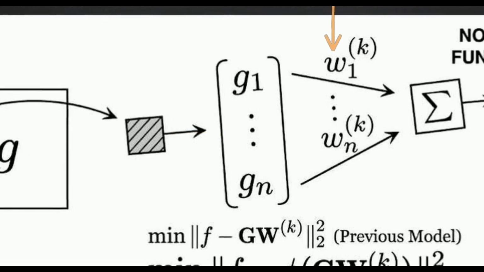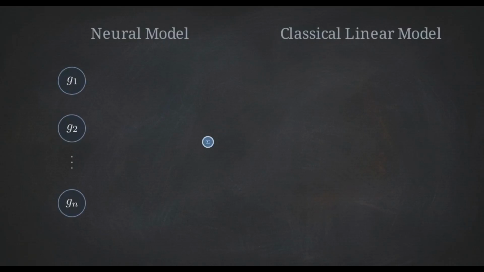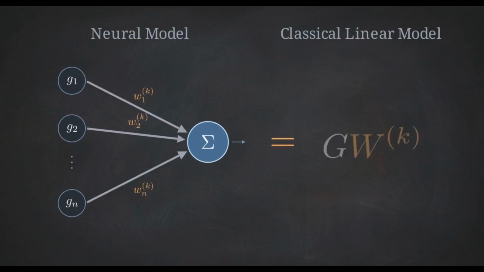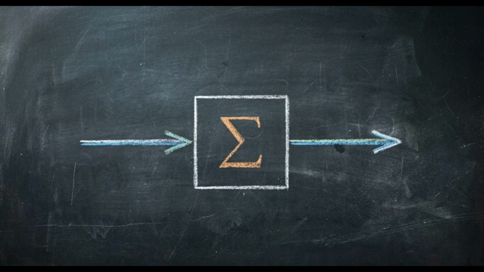During summation, every pixel value is multiplied by a specific weight. Mathematically, the output generated by this summation block is identical to the GWK term from the classical linear model we established earlier. If the architectural evolution stops at this summation block, the system possesses no added expressive power. It is still functioning as a classical linear filter.